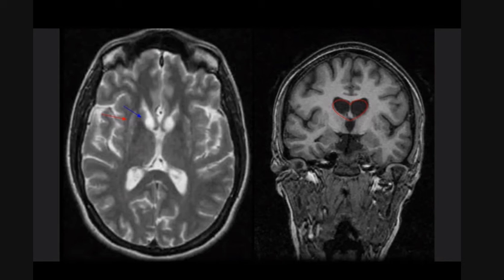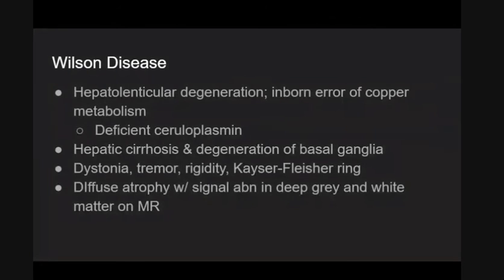So Wilson disease, or hepatolenticular degeneration, is an inborn error of copper metabolism. The patients also present with hepatic cirrhosis and degeneration of the basal ganglia. Clinically, these present with dystonia, tremor, rigidity, and Kayser-Fleischer rings. And imaging-wise, it appears as diffuse atrophy with minimal abnormality in the deep gray and white matter on MR imaging.